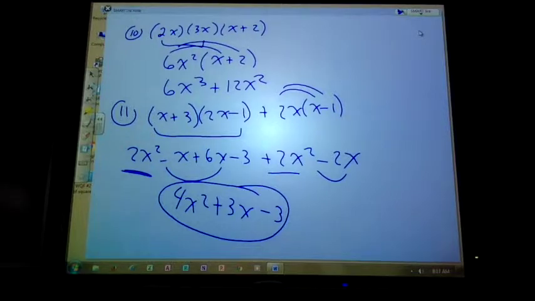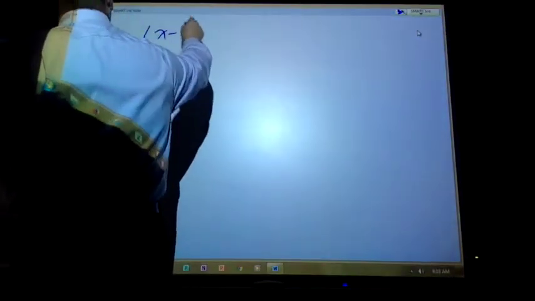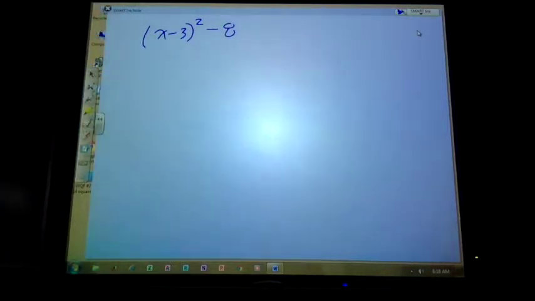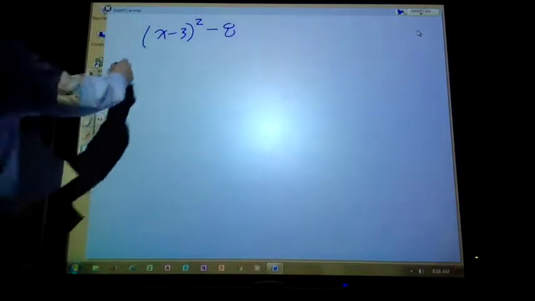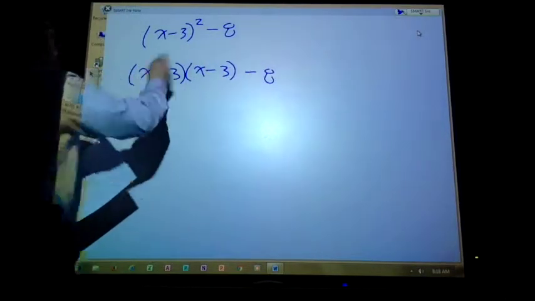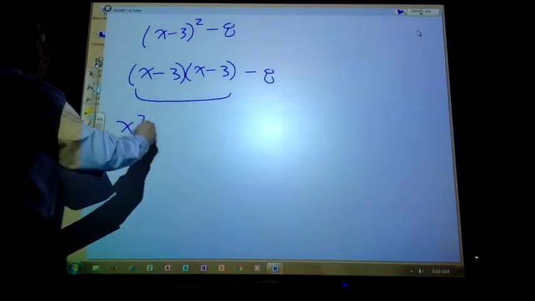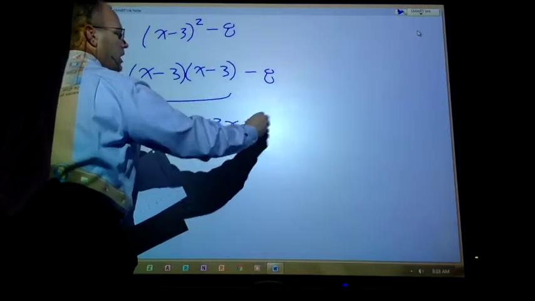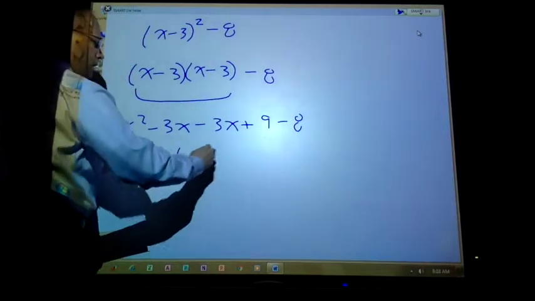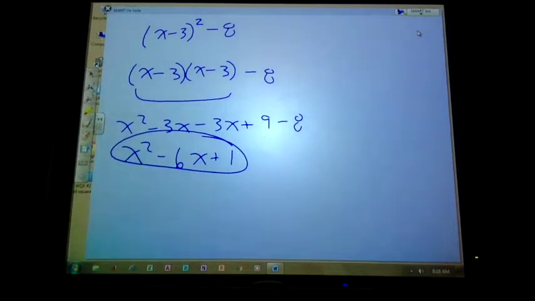Okay. Problem number 12, I have x minus 3 quantity squared minus 8. What is x minus 3 quantity squared? How can I rewrite that not having the quantity squared? Yes, write it twice. So multiply this whole thing out. I'm going to get x squared minus 3x plus 9 minus 8. Combine any like terms. Done.